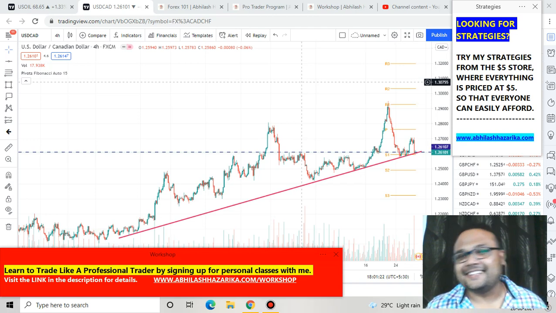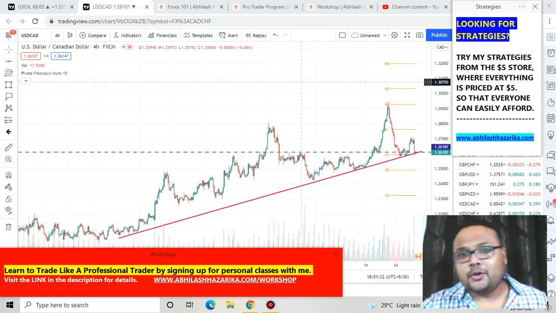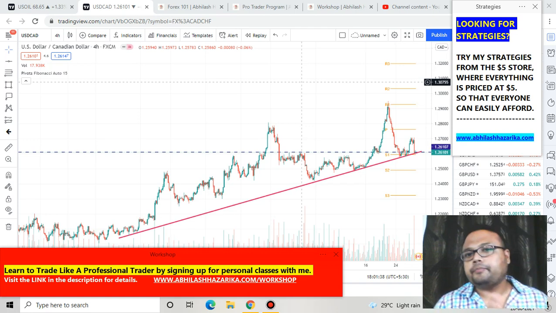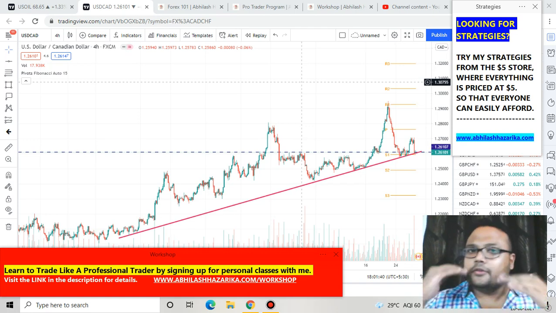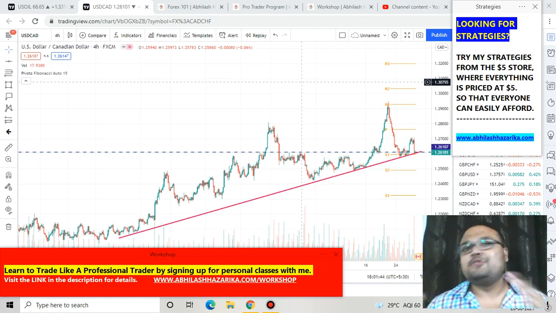So let's get started. This is the 4-hour chart of USD CAD in front of us right now, and as you can see, the chart looks very beautiful, very simple. As we all know, trading in a trending market is always easier in comparison to a sideways or range bound market, because in a trending market we just need to follow the trend of the market, the basic rule of the market, which says follow the trend.